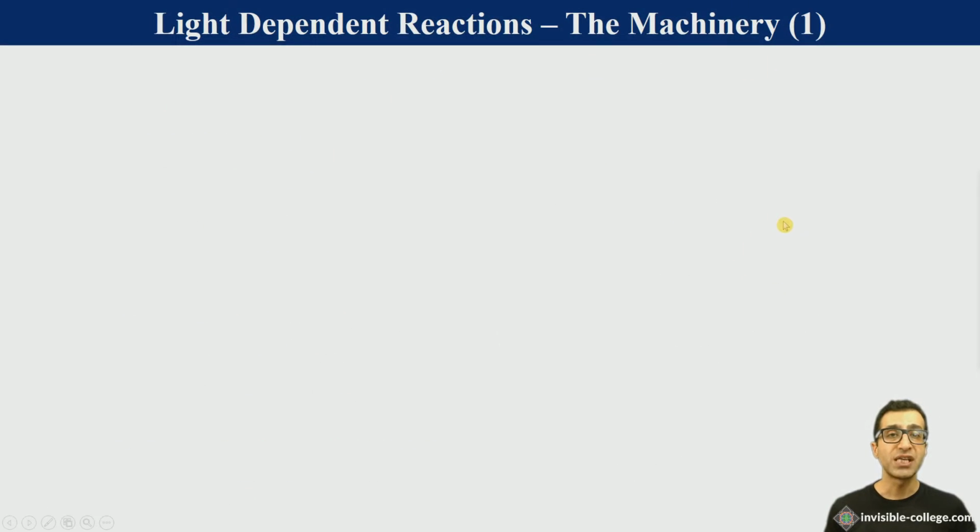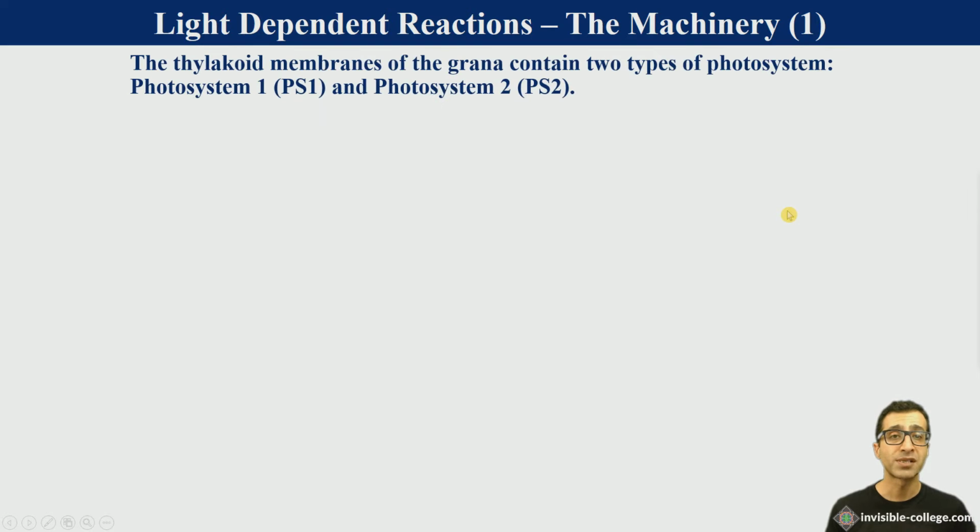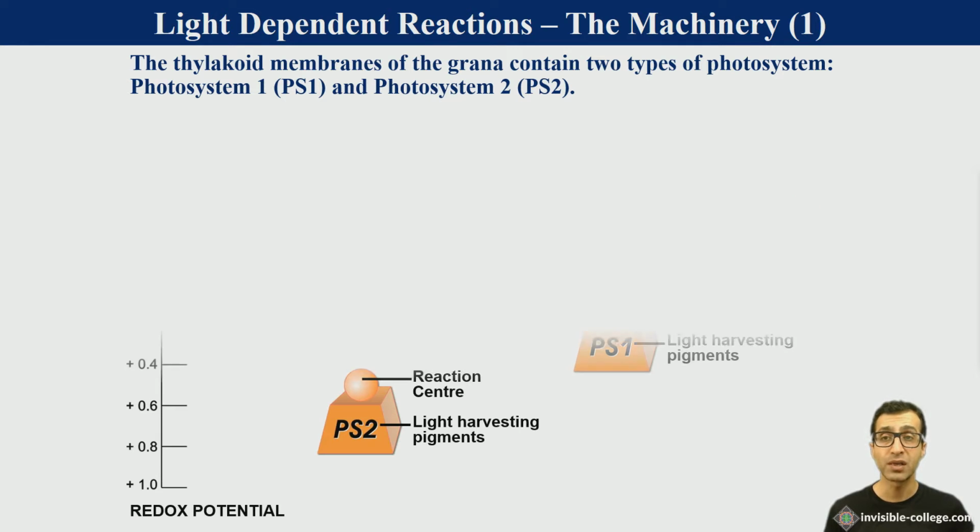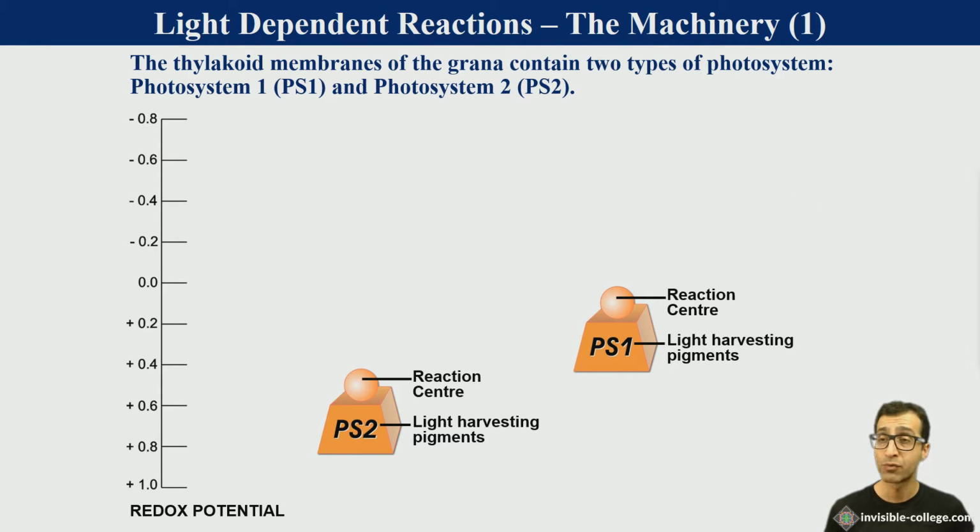So let's look at the machinery of the light-dependent reaction. The thylakoid membranes of the grana contain two types of photosystems. We refer to these as photosystem 1 and photosystem 2 respectively.